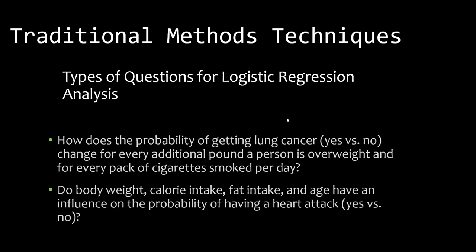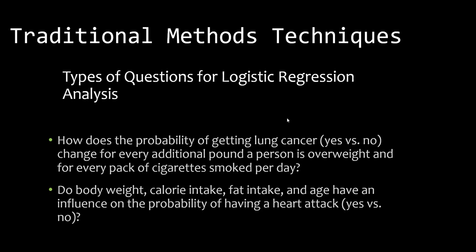Types of questions: How does the probability of getting lung cancer, yes or no, that's the binary piece, change for every additional pound a person is overweight and for every pack of cigarettes smoked per day? So if I wanted to come up with some statistical method to determine this, we could probably predict if somebody's going to get lung cancer based upon their weight and the packs of cigarettes they smoke each day. Does that sort of make sense?